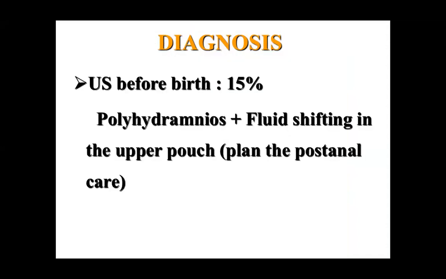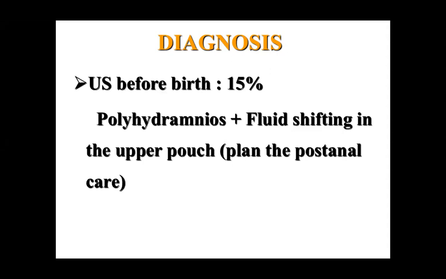The diagnosis can be made by ultrasound before birth in approximately 15% to 30% of cases, by the finding of polyhydramnios or of fluid shifting in the upper pouch. The importance of the antenatal diagnosis is to plan the postnatal care. For example, the delivery should be planned in a center in which we have a good NICU and also a pediatric surgery department.